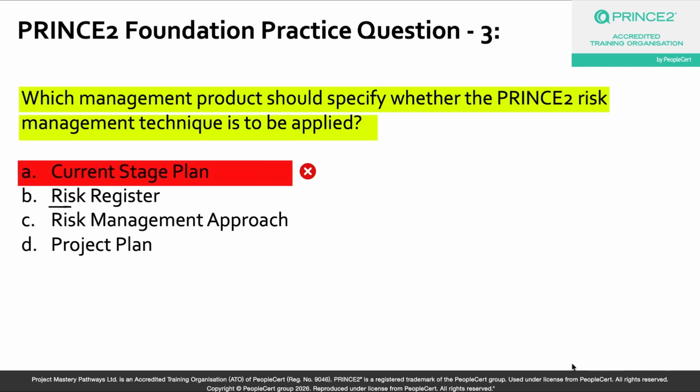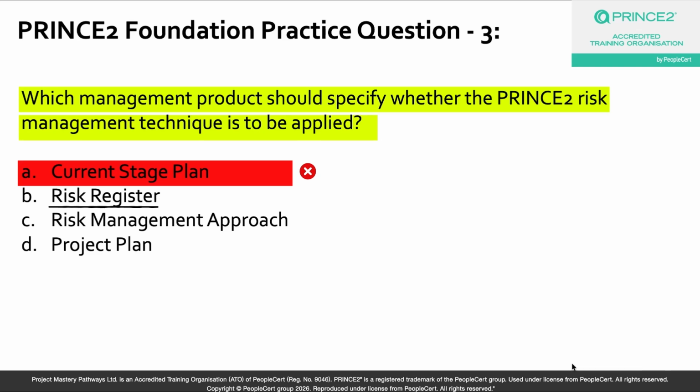Let's look at option B, risk register. Now, this one might feel tempting to some of you, right? Because risk register sounds like it has got everything risk related in it, okay? But think about it carefully. What does a risk register actually do? It maintains a record of identified risks, their status, their probability, their impact, their response actions, and their history throughout the project. It is essentially a living document of all the risks you have identified.